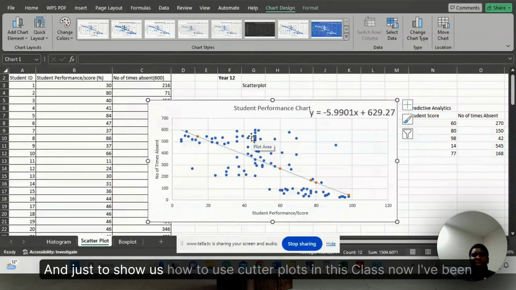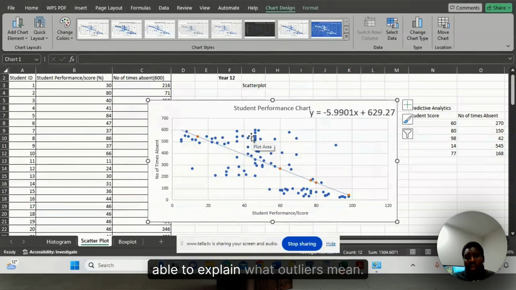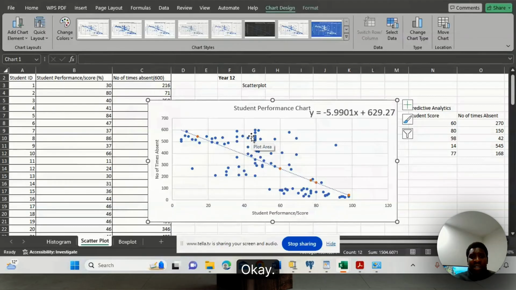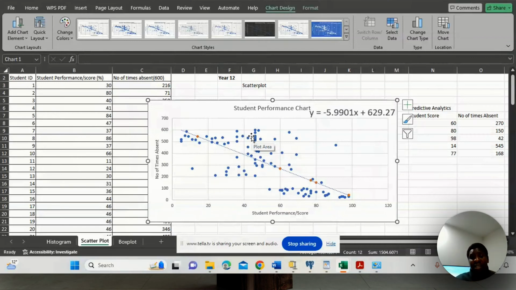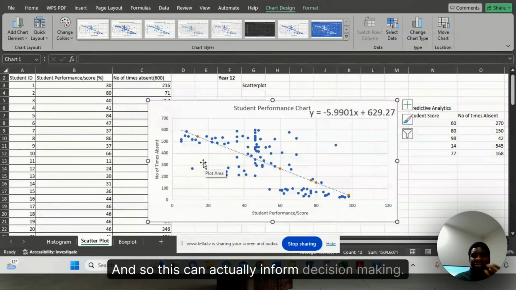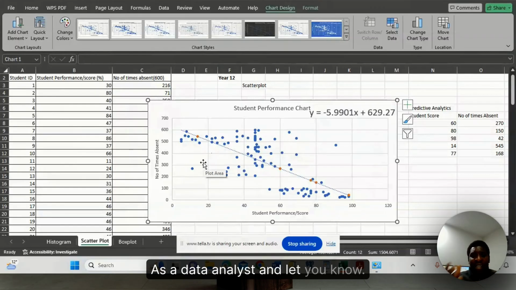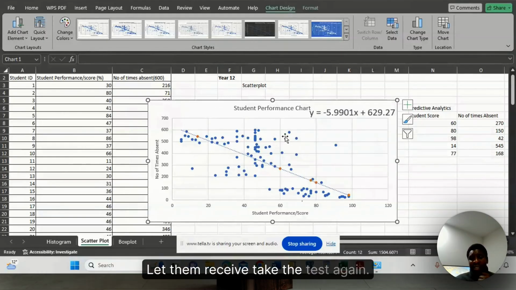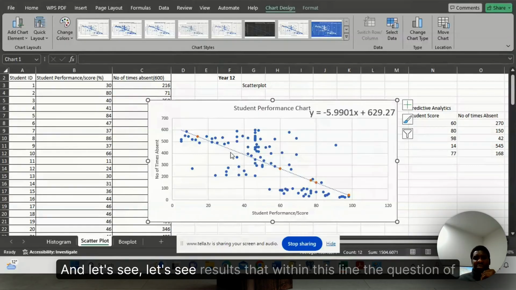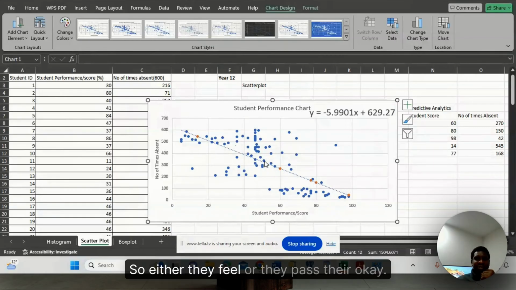Just to show us how to use scatter plots, in this class I've been able to explain what outliers mean. They are abnormal variations, abnormalities in your data. Here, a child who has missed class 599 times is supposed to score a low mark but had a very high mark. That's an abnormality. This can inform decision making as a data analyst. You can tell the school that these children with unusual marks should retake the exam. But the ones within this line are good to go. Either they fail or they pass, they're okay.